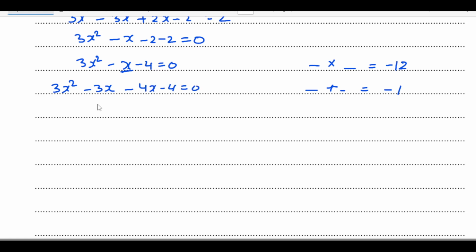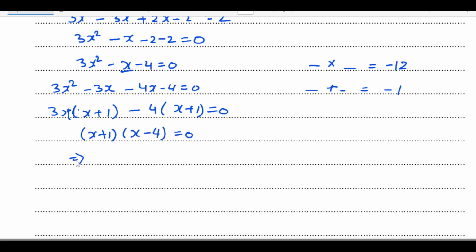So now taking out common from here, 3x is common, so we have 3x times x plus 1, minus 4 is common from here, again x plus 1, equals 0. So this gives us x plus 1 times 3x minus 4 is equal to 0. So from here we got either x plus 1 is 0, that is x is -1, or x is 4 over 3. So this is the final answer, right?